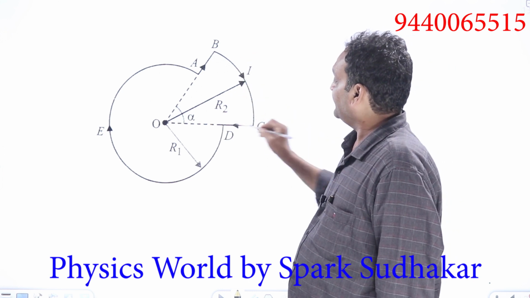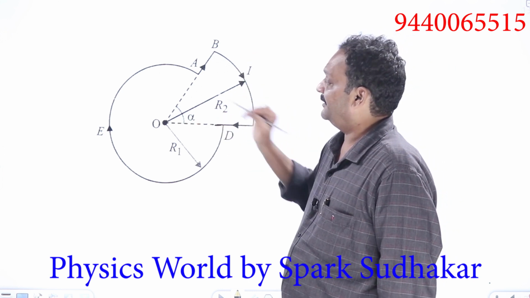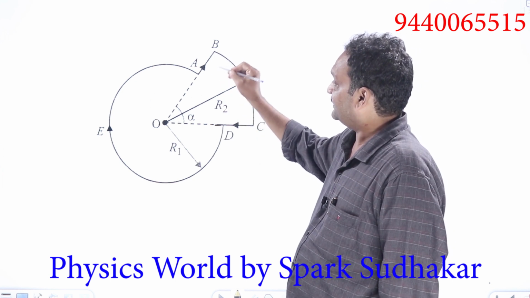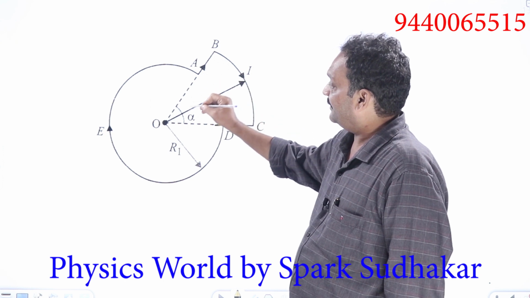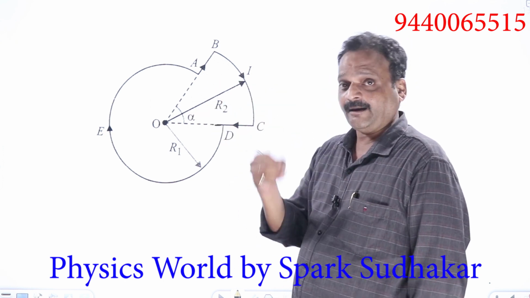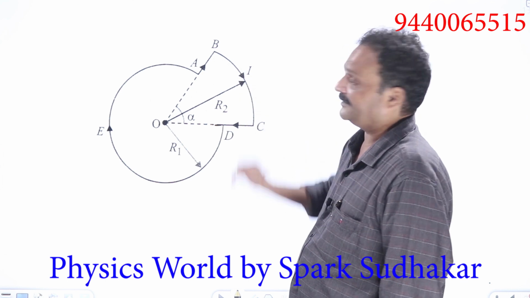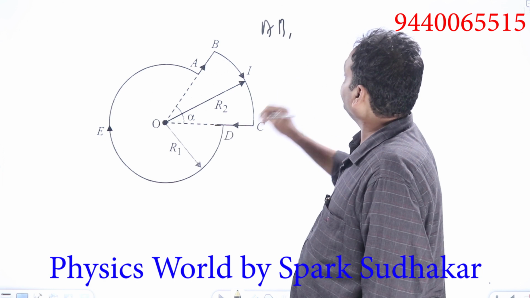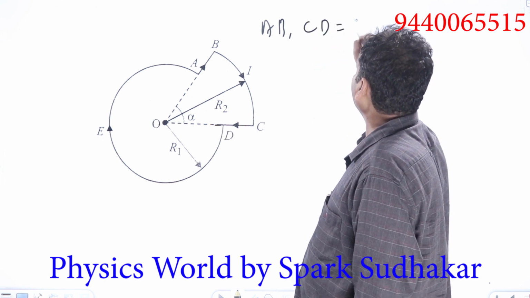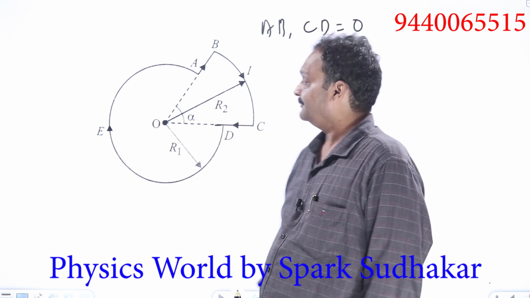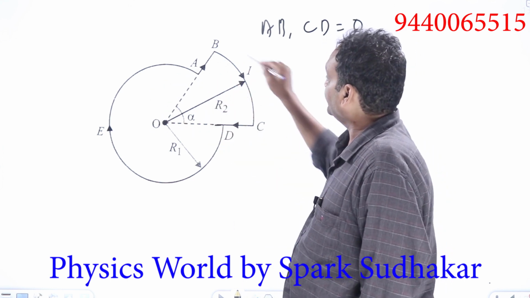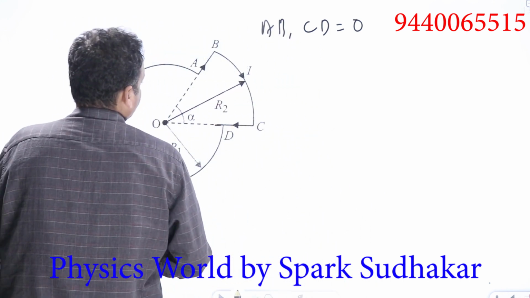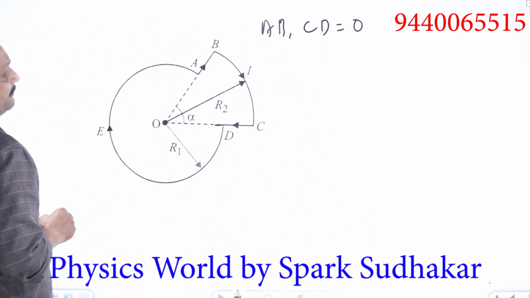Because of AB and CD, the magnetic field here will be 0. Why? As I told you in the last class, the magnetic field in the direction of the current wire, or in the opposite direction, will be 0. So AB and CD will not contribute anything. The magnetic field will come only from this arc and this arc. If the fields due to both arcs are in the same direction, we add them. If they are in opposite directions, we subtract them.